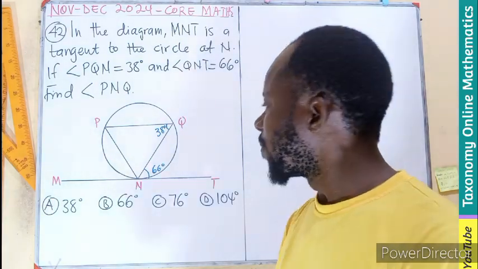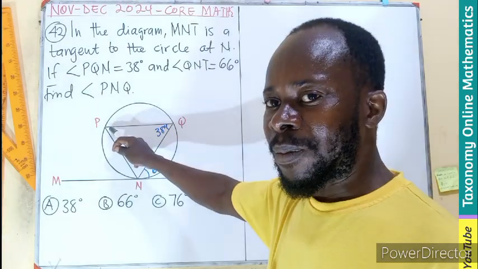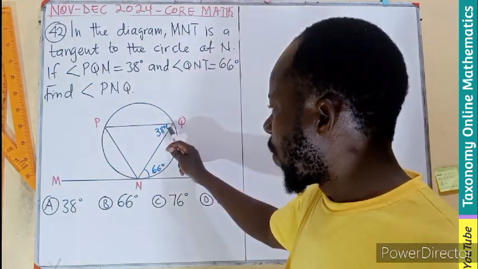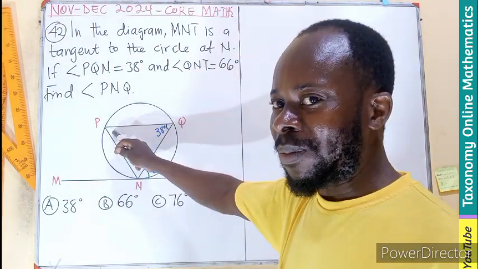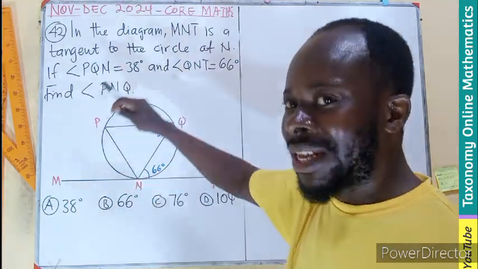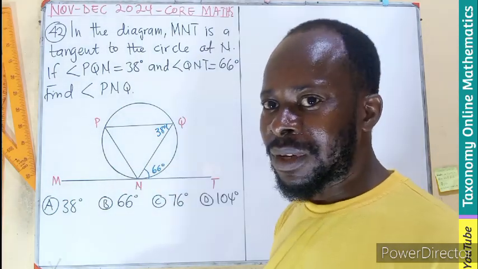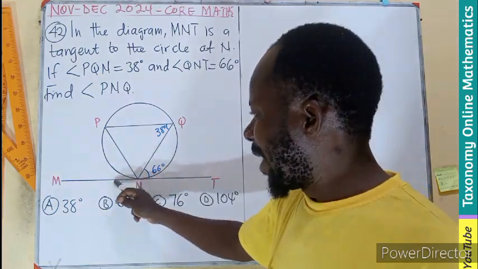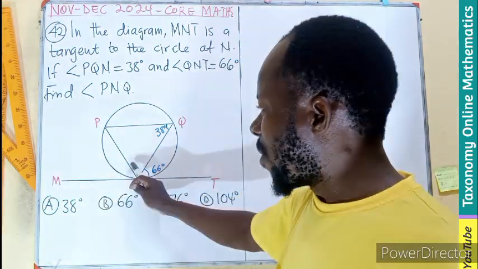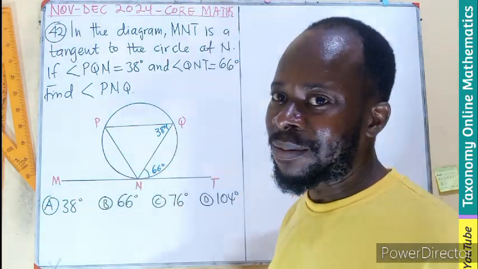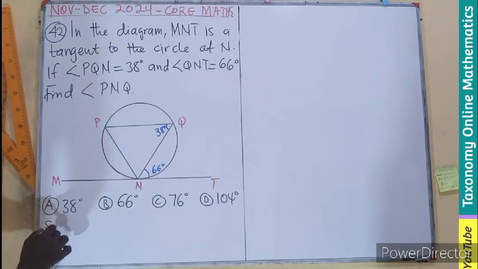I'll use one of those ways. We are aware that this angle here will be equal to this angle. The angle between a chord and a tangent is equal to the angle in the opposite segment, or the angle in alternate segment property. So this angle is the same as this angle. The same way, the angle here is between a chord PN and a tangent. Therefore, it is also equal to what? 38. So I can use that property to get what I'm looking for.